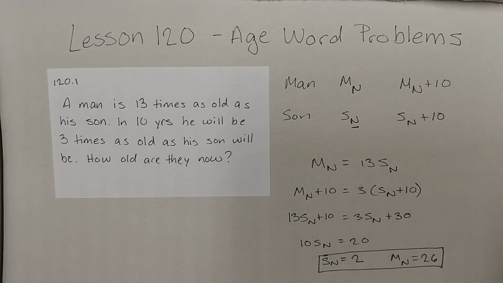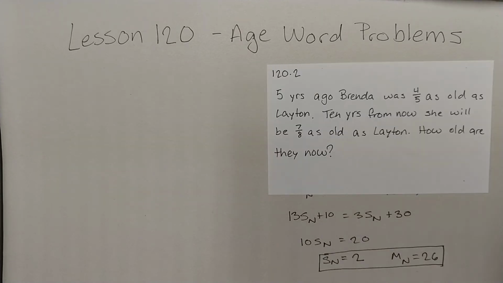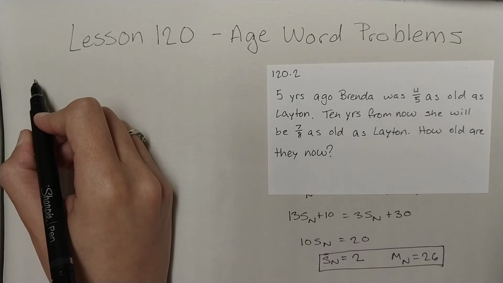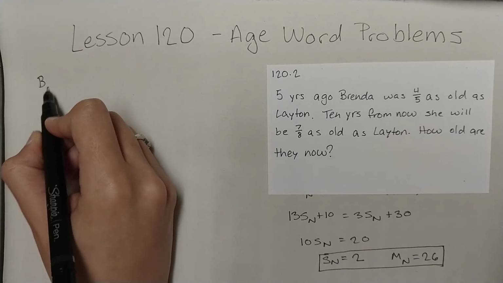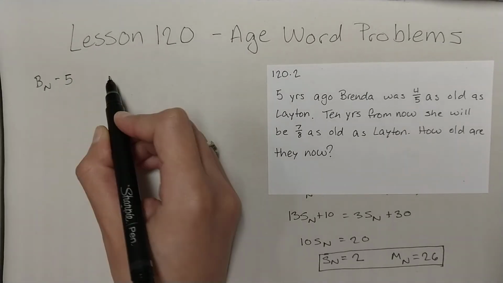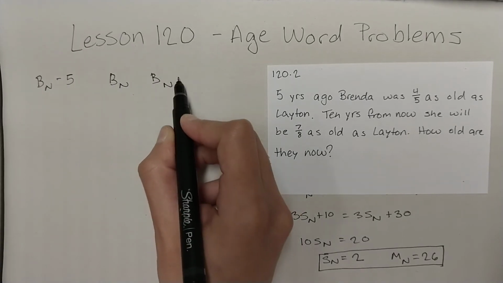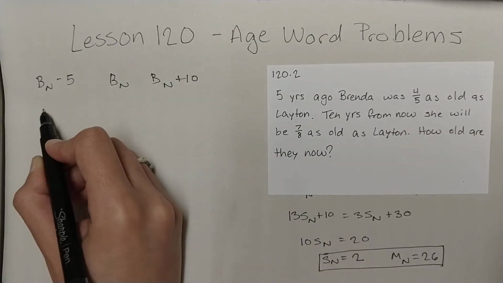Alright, let's try another one. Alright, 5 years ago, Brenda was 4/5 as old as Layton. 10 years from now, she'll be 7/8 as old as Layton. How old are they now? Alright, so in this case, we need to say there was Brenda 5 years ago, Brenda now, and Brenda in 10 years. And the same thing for Layton.